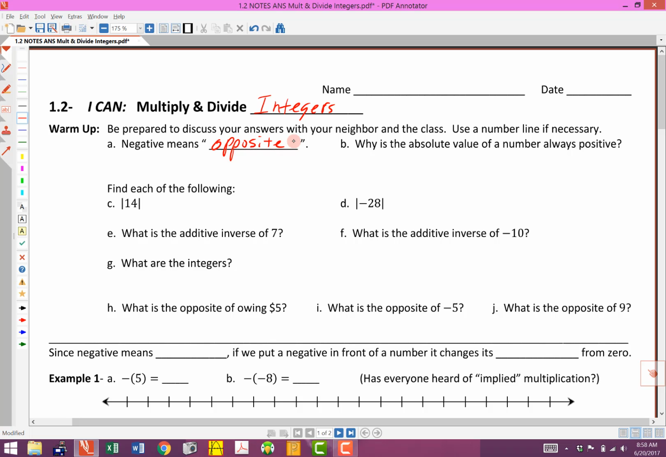And then question B, why is the absolute value of a number always positive? So you're going to want to think of what the definition of absolute value is. And it refers to distance. So the reason the absolute value of a number is always positive is because distance is always positive.